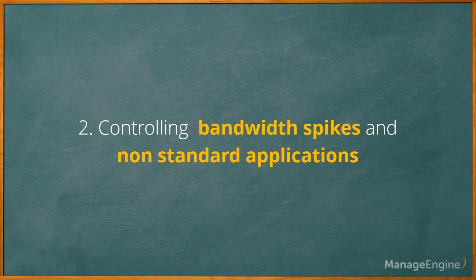Okay, so here's the next real-time example that I have taken, which is controlling bandwidth spikes and non-standard applications. Let's assume that I'm an administrator, and in my last admin meeting, two important concerns were raised to me by the network security team. First, a considerable amount of bandwidth is being consumed by the desktops in my network. And the second concern was that unauthorized applications are being used by the computers in my network. As an administrator, it's my responsibility to address the situation.